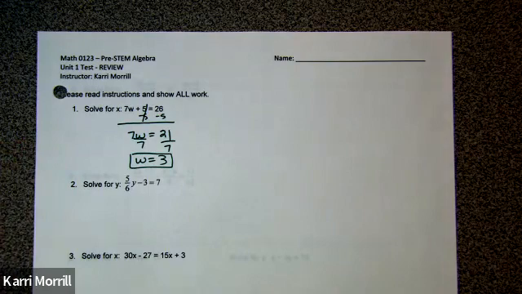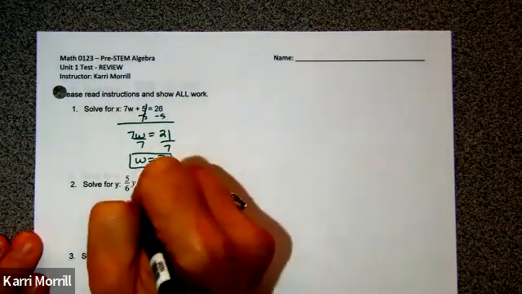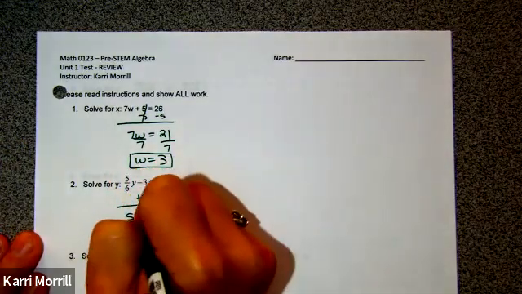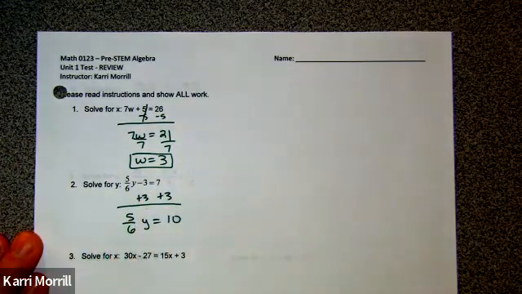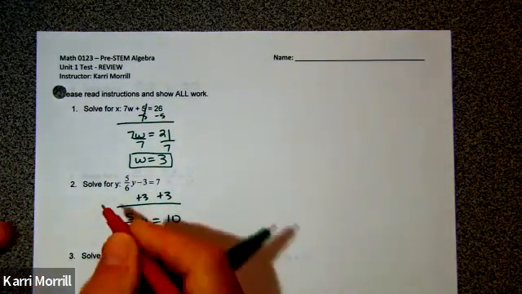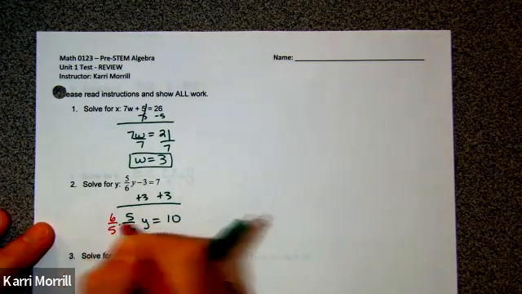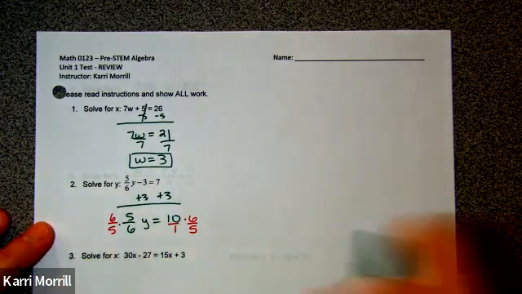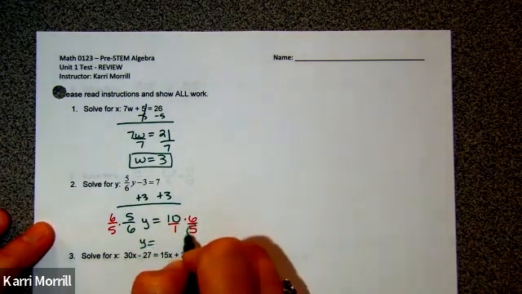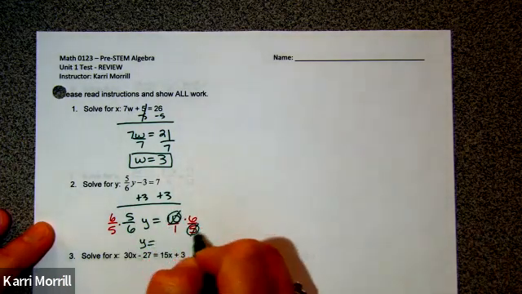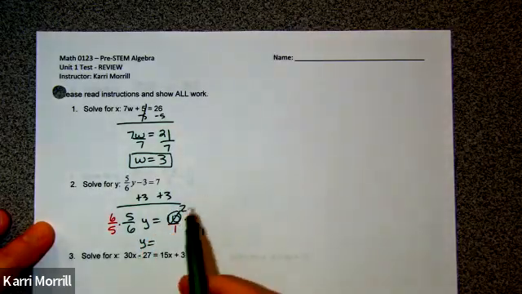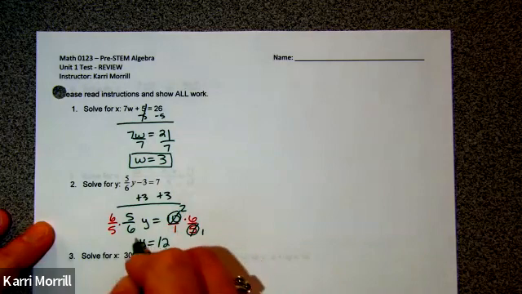Solve for Y. Add 3, yeah. Flip it and multiply by the reciprocal. Good job. 6 over 5. Y equals 3 out of 10. So we're going to cross reduce. We have 2 times 6 is 12.